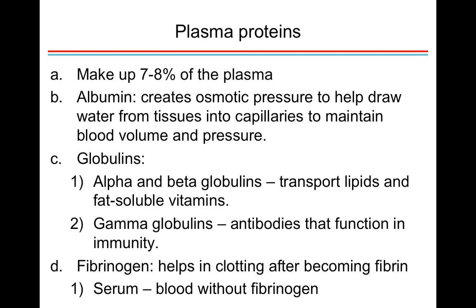Other important plasma proteins include the alpha and beta globulins. These are involved in transporting lipids and fat-soluble vitamins. And then we have the gamma globulins, which are actually antibodies that play a role in immunity. And then we have fibrinogen monomers, which can be polymerized to form a fibrin clot. And serum is a term that you'll hear mentioned in the hospital, and serum is blood without fibrinogen.